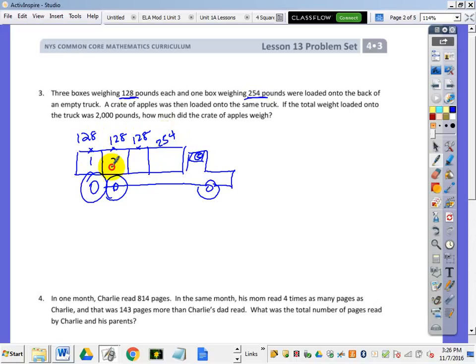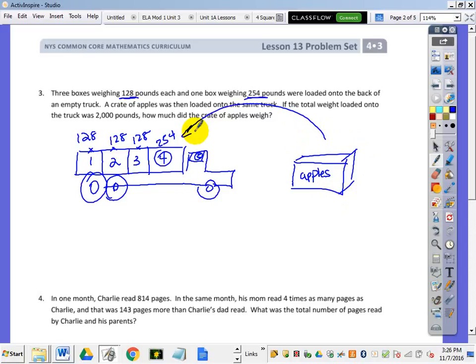So we've got 1, 2, 3 of them weighing 128, and 1 more, the 4th box, weighs in at a whopping 254 pounds. Now, that's not a problem. It's on the back of an empty truck. Now, a crate of apples was loaded onto the same truck. Ooh, wait a minute. If the total weight loaded onto the truck was 2,000 pounds, how much did the crate of apples weigh? So, we got this crate of apples waiting here, waiting for the truck to get loaded on. Now, the same truck.